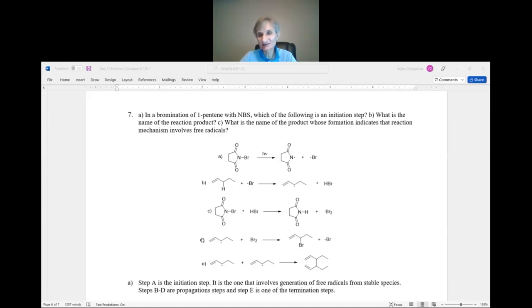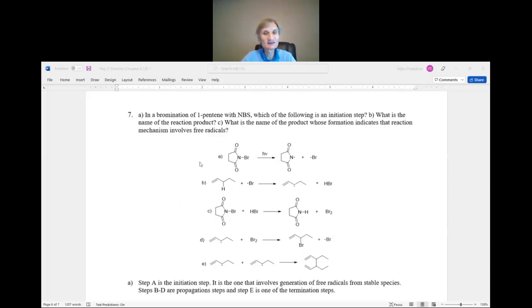So here is the mechanism given under A, B, C, D, E. Those are reaction steps. And which one is the initiation step? A free radical reaction consists of an initiation step or steps, propagation steps, which must be multiple steps, a minimum of 2, as you will see here 3, and a termination step, or typically termination steps. So the initiation step is one in which free radicals are formed.